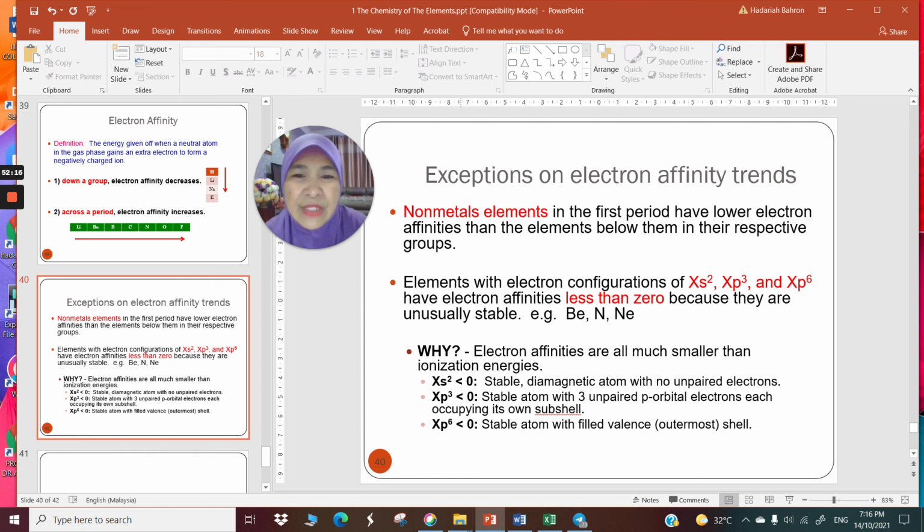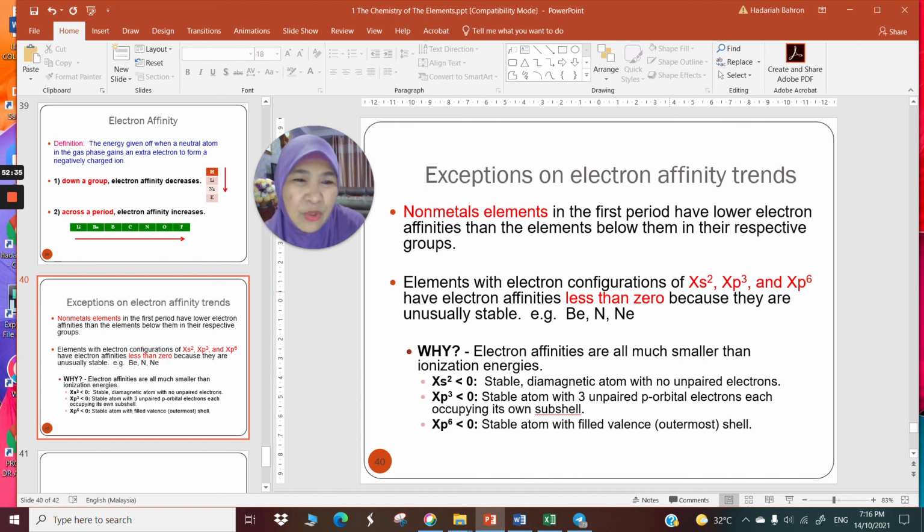Exception to the electron affinity trend: non-metal elements in the first period have lower electron affinities than the elements below them in their respective group. So these non-metals will have lower electron affinities compared to the elements below them.